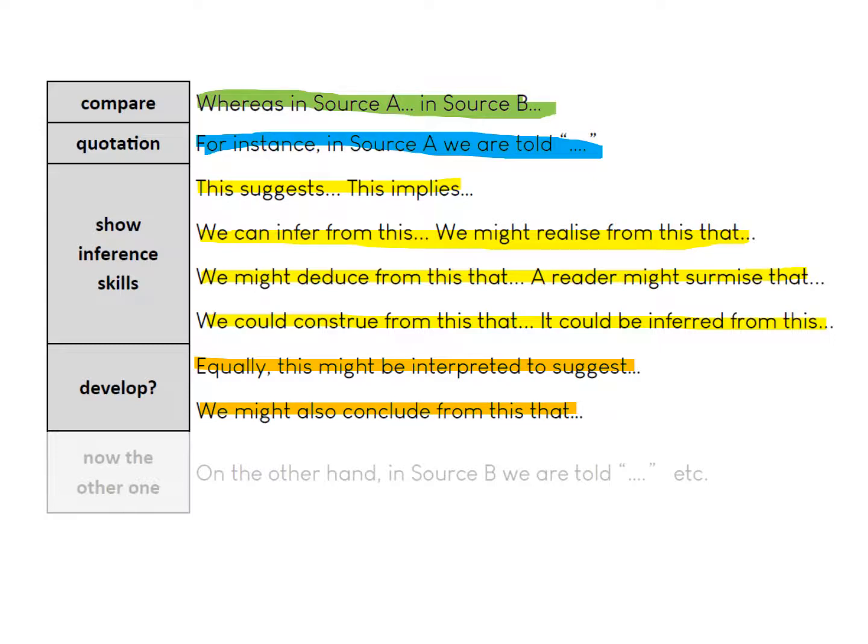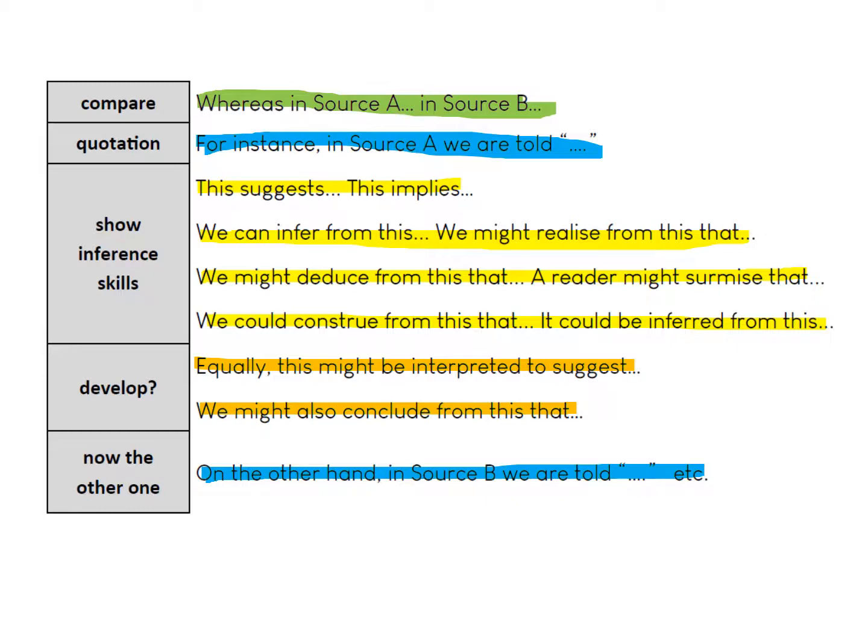As with anything in the exam, if you can go for more than one level, then they'll like that. So if you can say equally, it could be interpreted to show, and it's a genuinely new, different idea, they would really like that. So you squeeze all you can from your 1 or 2 quotations to prove it, and then you flip over to the other one and you do, well, on the other hand, B, and then give their quote and go through all that yellow stuff. This implies, this suggests, that kind of thing.